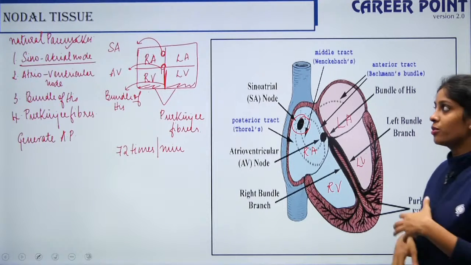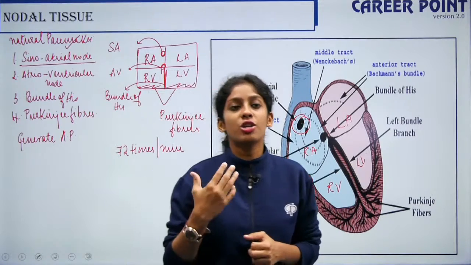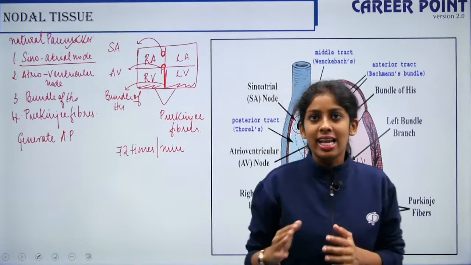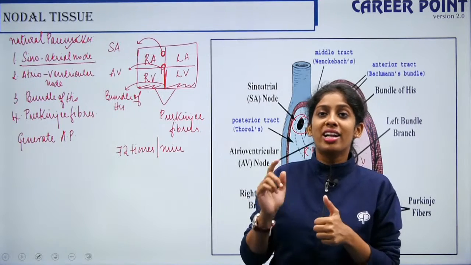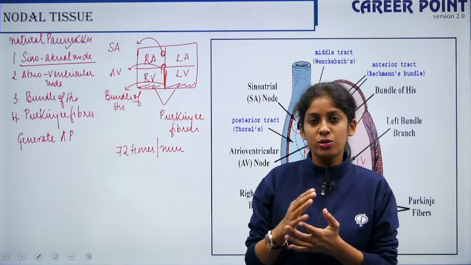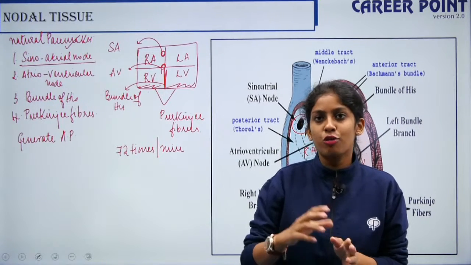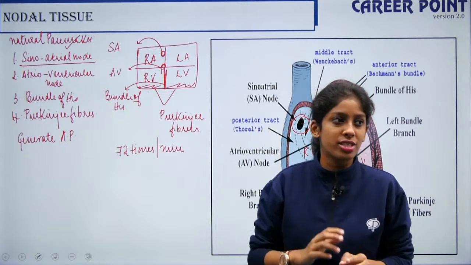So with this, we are done with the structure of the heart, the flow of blood, and the nodal tissues. In the next class, on Monday, we are going to talk about the cardiac cycle. You would have heard the terms systole and diastole. That is what we will talk about on Monday. We'll talk about the cardiac cycle followed by ECG, so that this chapter is done.